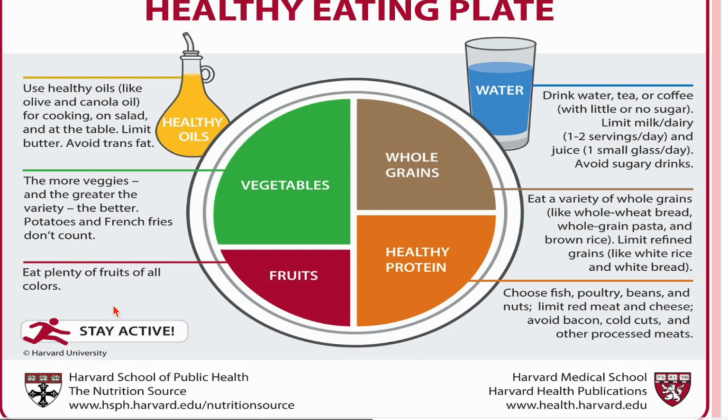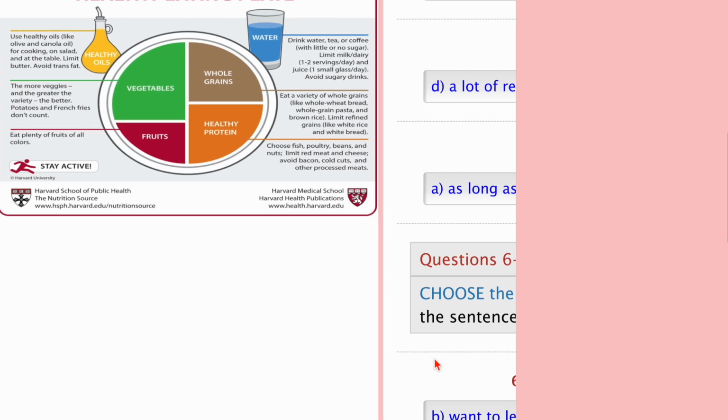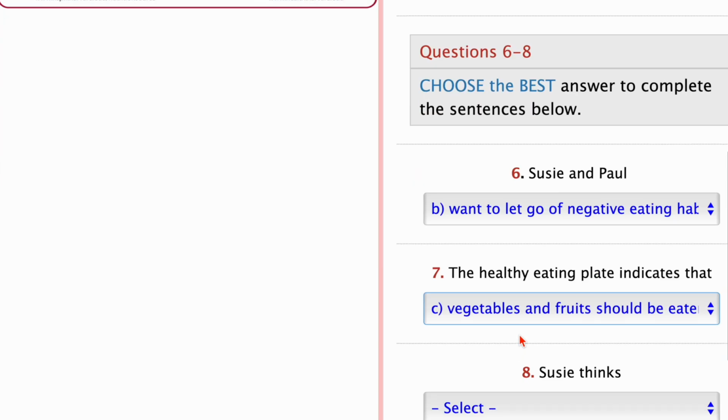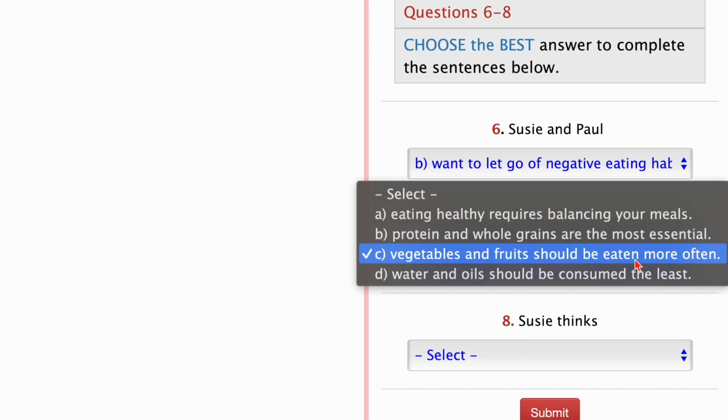Now, if we think about this in terms of size, if we compare it that way, it says vegetables and fruits on this side and whole grains and healthy protein on this side. So it is the same, not this one is less than this one. I do think it's not telling us which ones we should eat more often, but just what we should eat or how we should eat it, or what kind we should eat. So it's not C.